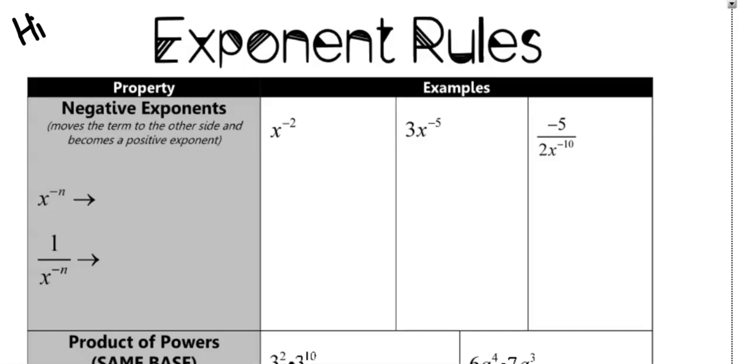Hello ladies and gentlemen, today we're going to review some exponent rules and simplifying radicals. So let's first start with some properties of exponents.